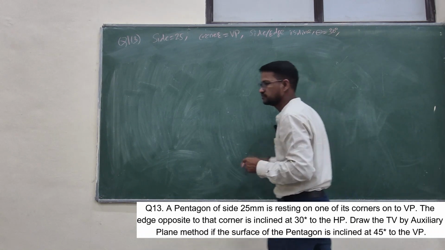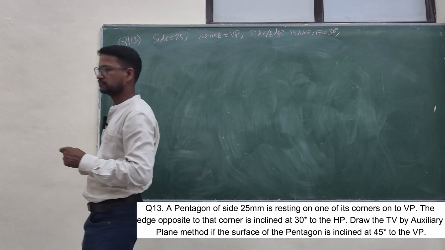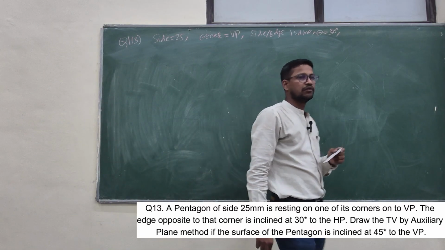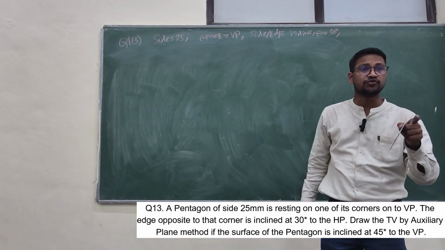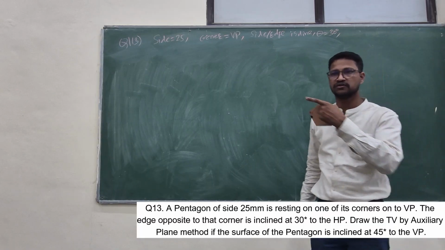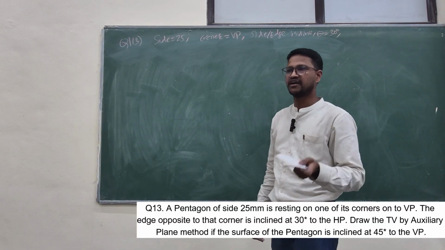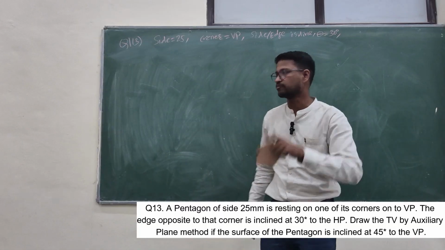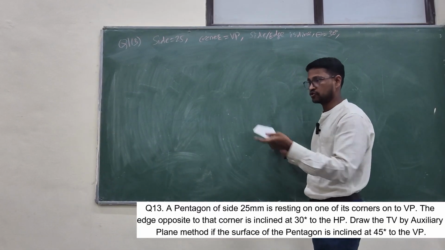Next: draw the top view by the auxiliary plane method, in the surface of the pentagon. Draw the top view. In the previous question, question number 12, we were dealing with the auxiliary front view. Now we are dealing with the auxiliary top view. So what do they want? They want the auxiliary top view.